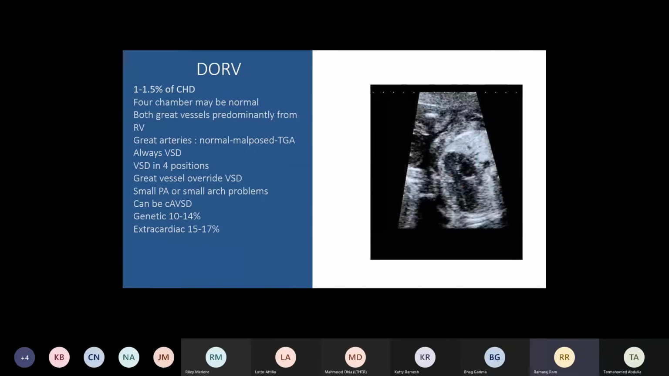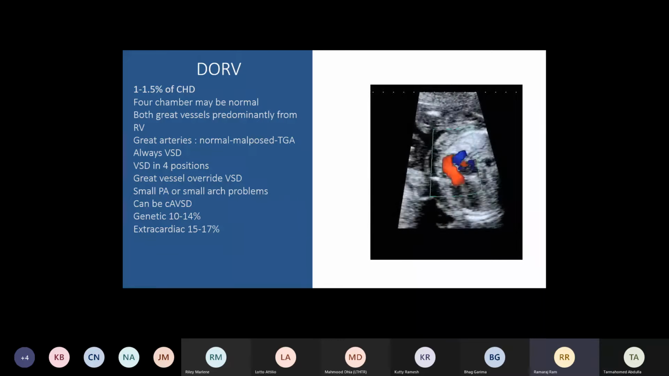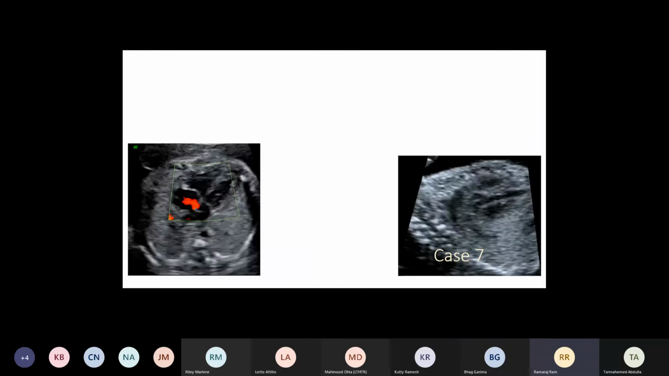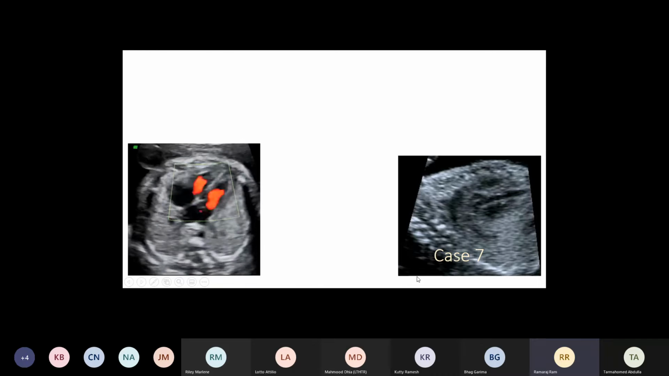As we know, DORV can be related to different levels of association with the VSD: subpulmonary, subaortic, doubly committed, non-committed VSDs, and it can also be associated with other problems like AVSD in a DORV scenario. And you expect a spectrum from normal relation up to malposed TGA vessels here.